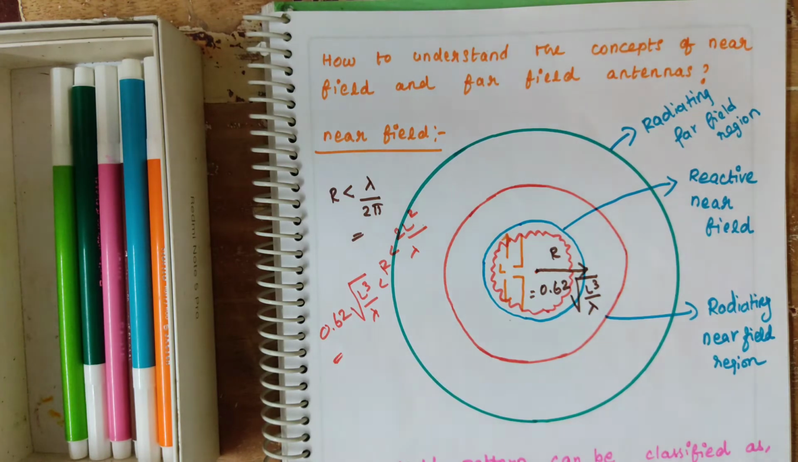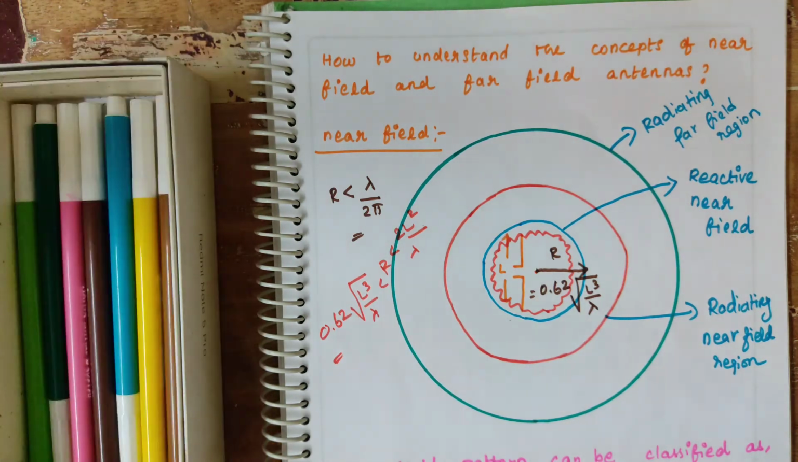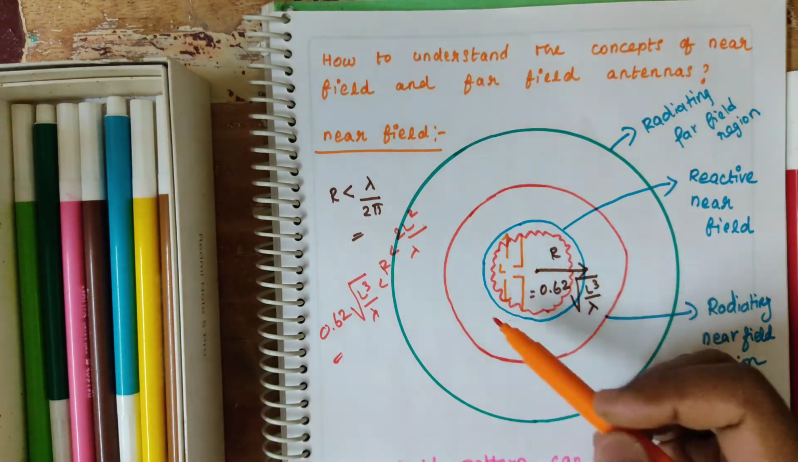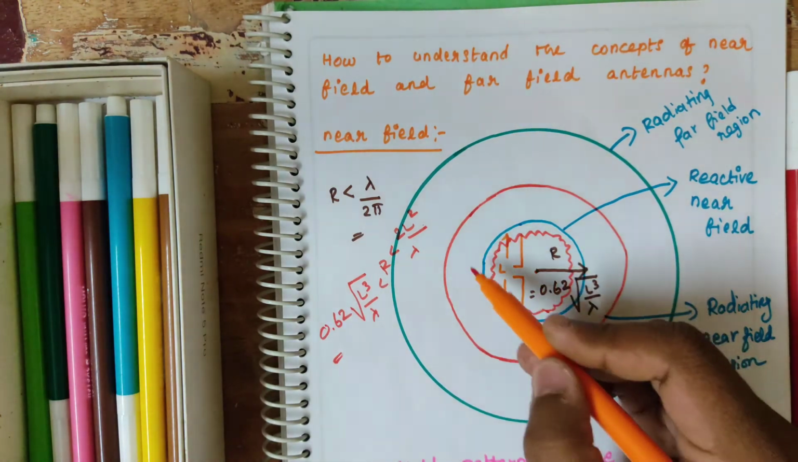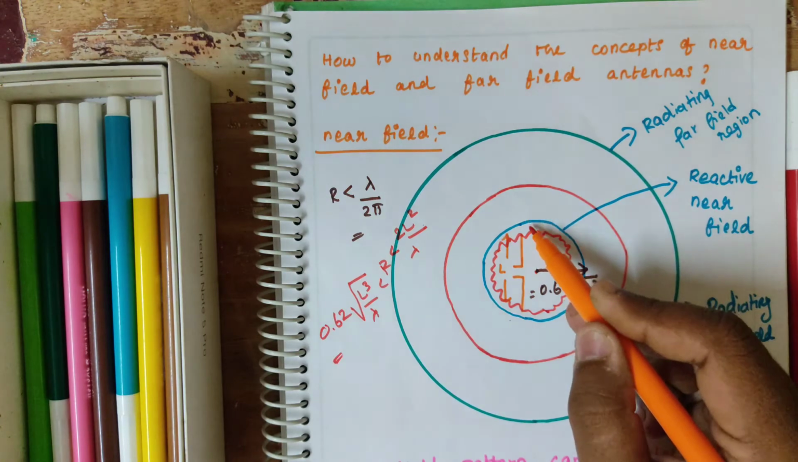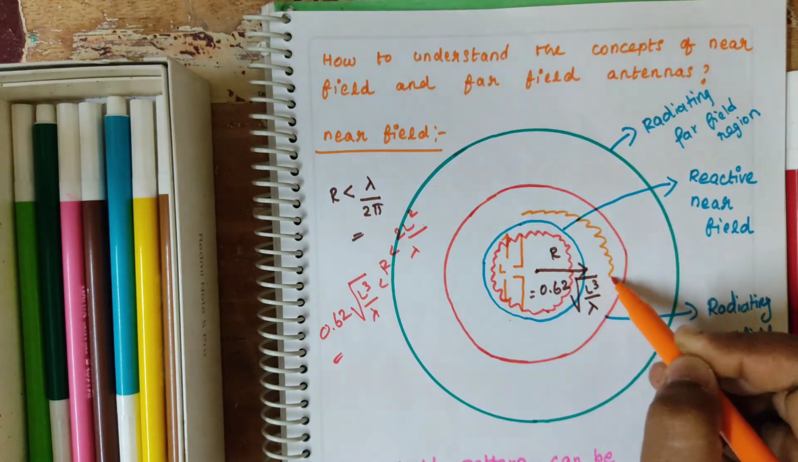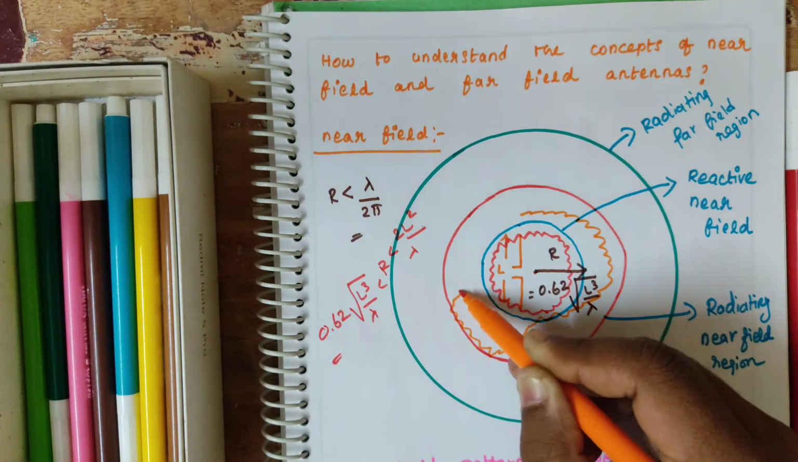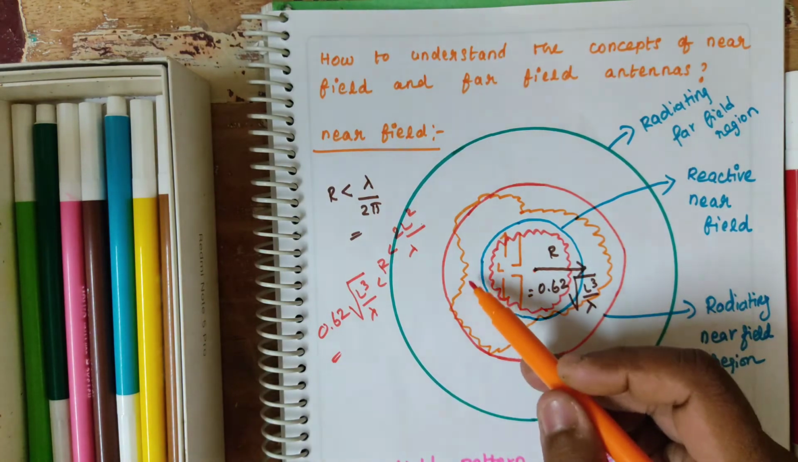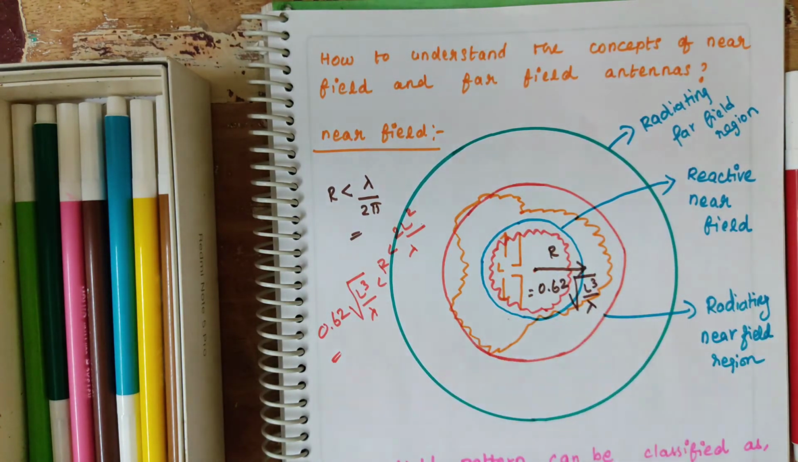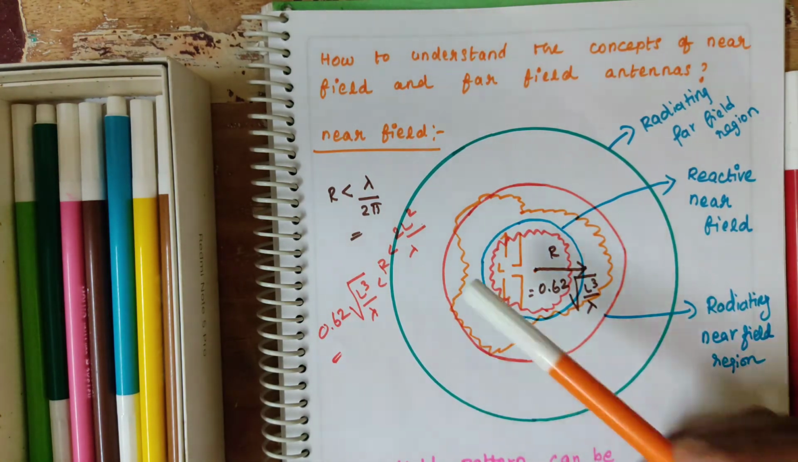Now we see some properties of the radiating near field region. The electric and magnetic field vectors are not orthogonal here. Now I will draw the radiation of the radiating near field region. So the orange line represents the radiating near field antenna's radiation pattern. For example, it is like this.